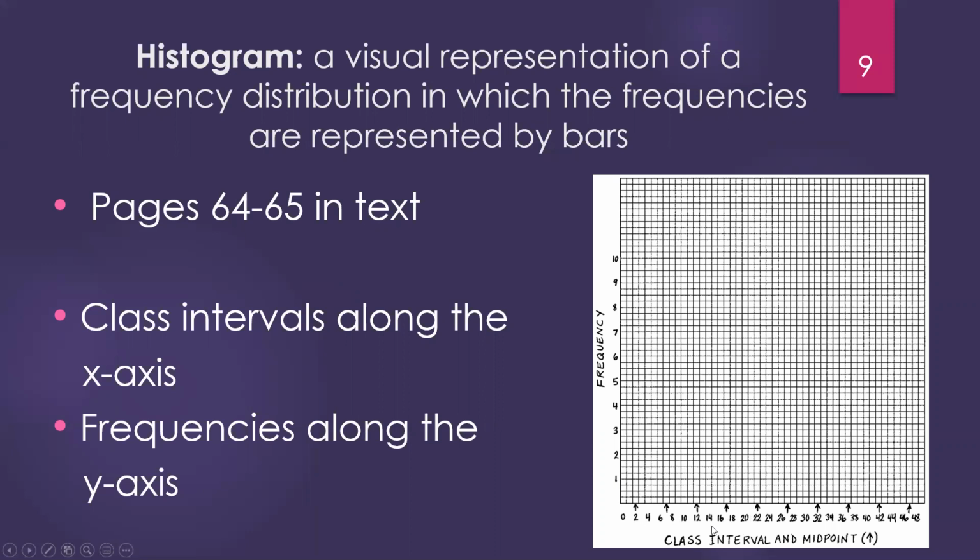So to do the histogram, your class intervals go along the bottom, right? These are the ranges of values from a frequency distribution. And then your frequencies go along the y-axis, right? Along the vertical line on the side here. Those are your frequency counts.